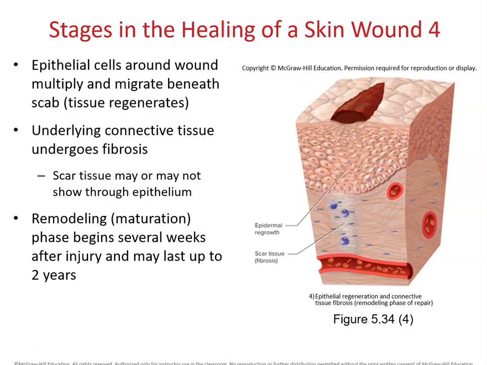And finally, the epithelial cells that are on the edges of the wound and below the wound are going to multiply, and they're going to kind of migrate to beneath that scab. I'm sure you guys have at some point had a scab, and then the scab peels off and there's that new skin underneath. That's what's going on here. The connective tissue is going to undergo fibrosis. Remember, fibrosis is scar tissue forming. So again, if this was a very minor injury, a minor cut to the skin, that fibrosis may only be detectable in the lower layers. We might not be able to see it all the way through the upper layers of the epithelium.